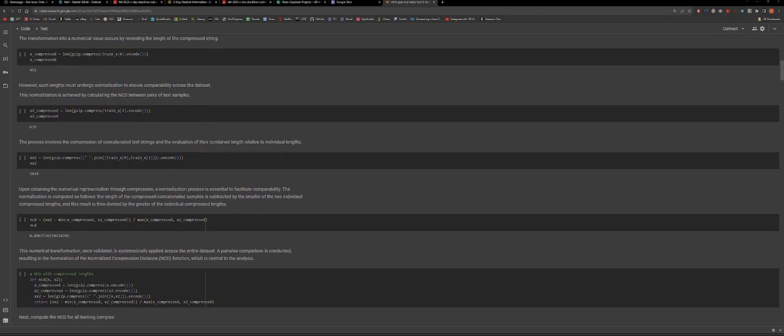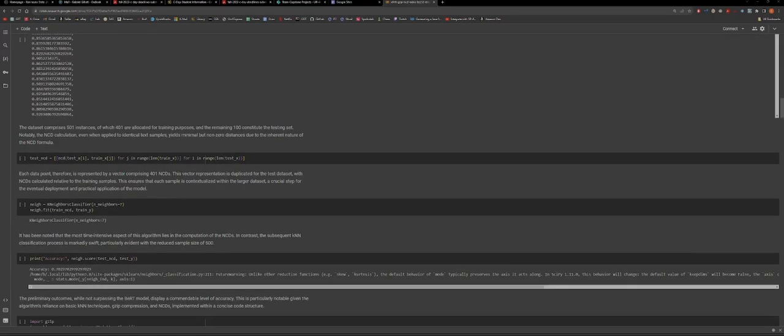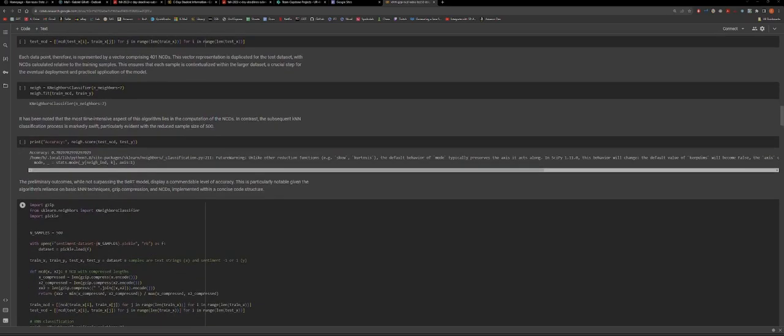So what we do is we compress them. We take the length of the compression, and then we create a normalized compression distance, which is done in this function here. And this is done pairwise. So this is every piece of data in the data set. This will happen with every other one. So each data point winds up being represented by a vector comprised of 401 normalized compression distances. And this is the most time-intensive part of this process.